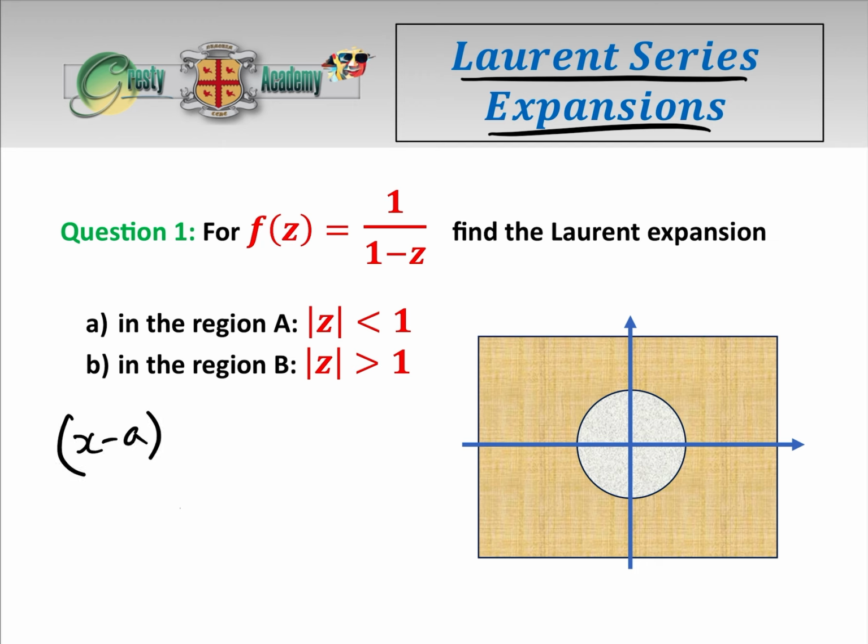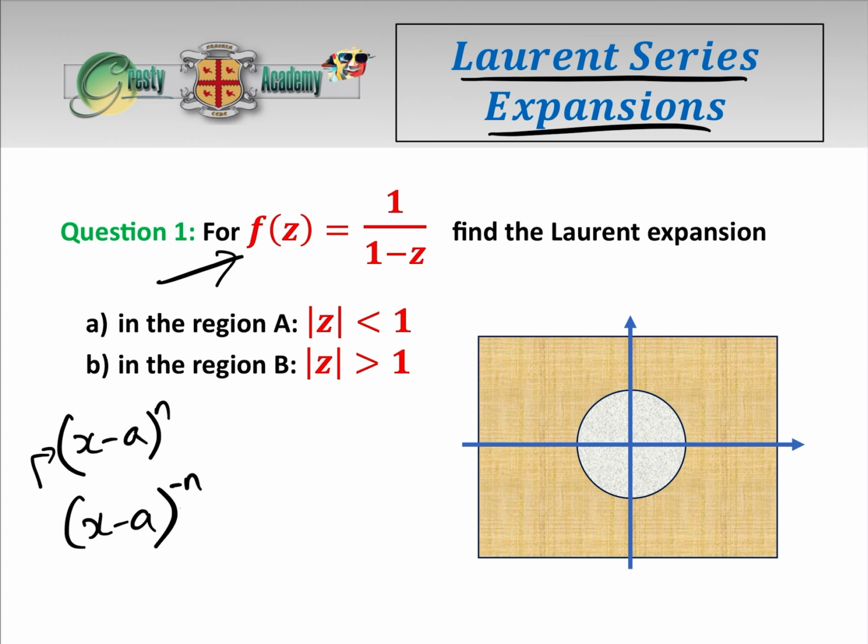So just as a reminder, very informally, a Taylor expansion around a point x equals a has terms of the form (x minus a) to the n. A Laurent series expansion, as well as having terms of the form (x minus a) to the n, also has terms of the form (x minus a) to the minus n, and that's the basic difference between the two. Okay, so let's get on with the questions here.